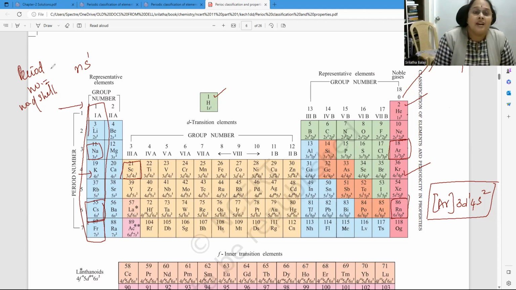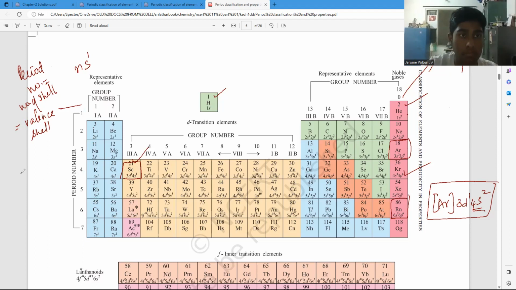So what did we say? The period number is indicating number of shells, or it's also indicating the outermost or the valence shell. So what is the valence shell we said in this? It's 4. So where does this element 3d1 4s2 belong to? Which period does it belong to? It will belong to the 4th period. Is that clear? Are you getting it?